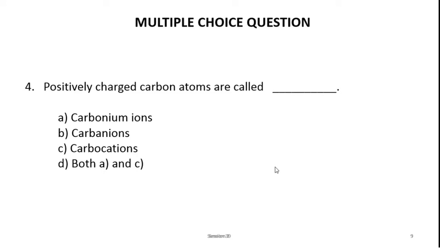Next multiple choice question. Positively charged carbon atoms are called. What are they called? Options: carbonium ions, carbon ions, carbocations, both A and C. So it is positively charged. They are obviously carbocations, but the old name for carbocations is carbonium ions, and hence the right option should be D. Positively charged carbon atoms are called both carbonium ions and carbocations.